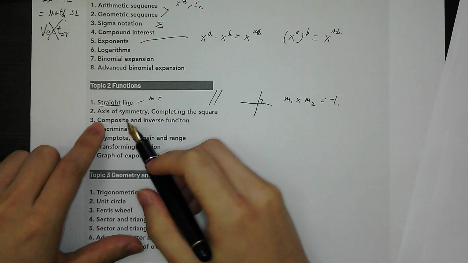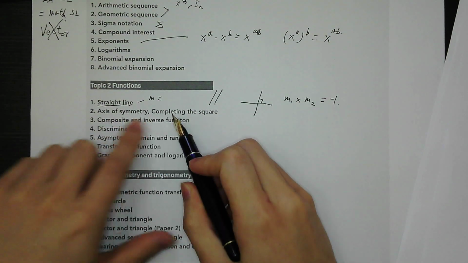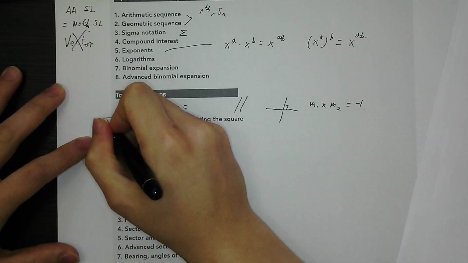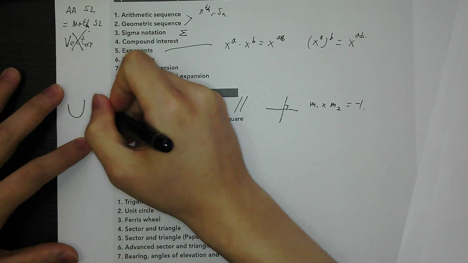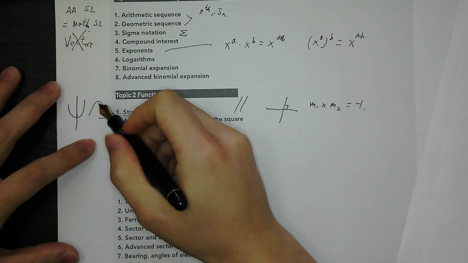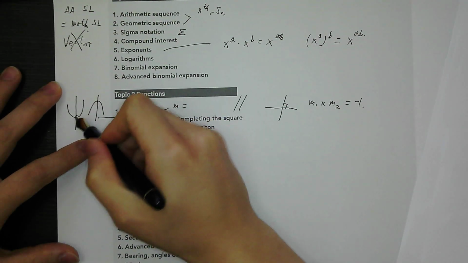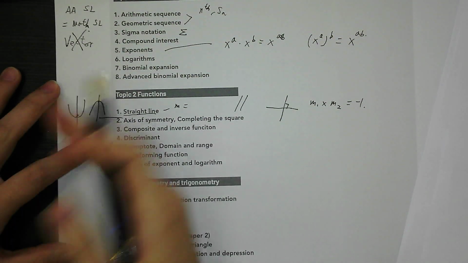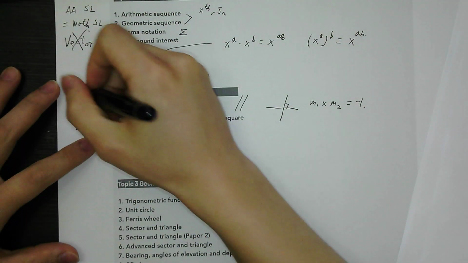Note 2 will cover the axis of symmetry and also completing the square. So the axis of symmetry is the vertical straight line that passes through the vertex of a quadratic function. It also splits the graph into two symmetric parts, two separate parts. Okay? So it's a vertical straight line.